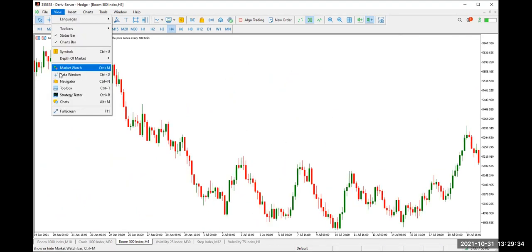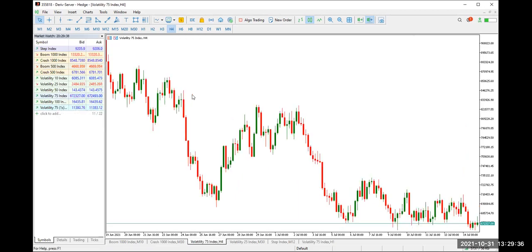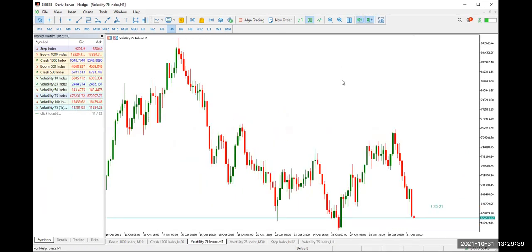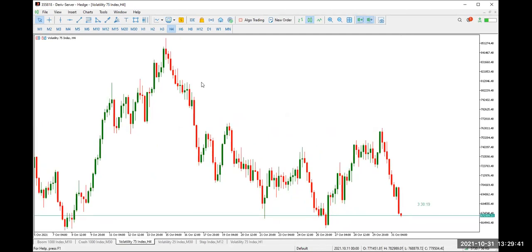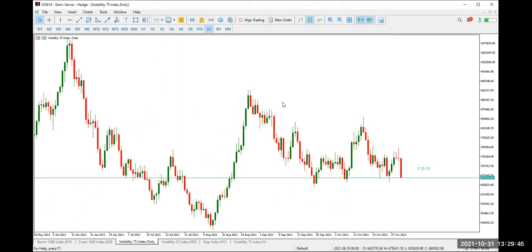Let me use another asset. Let me use V75. On this V75, let me use daily first. Okay, you see this demand zone here. This place is a demand zone. Yeah, this is rally-base-rally. It's a demand zone. And the market has been here at this demand zone. Market has not been able to break this demand zone.